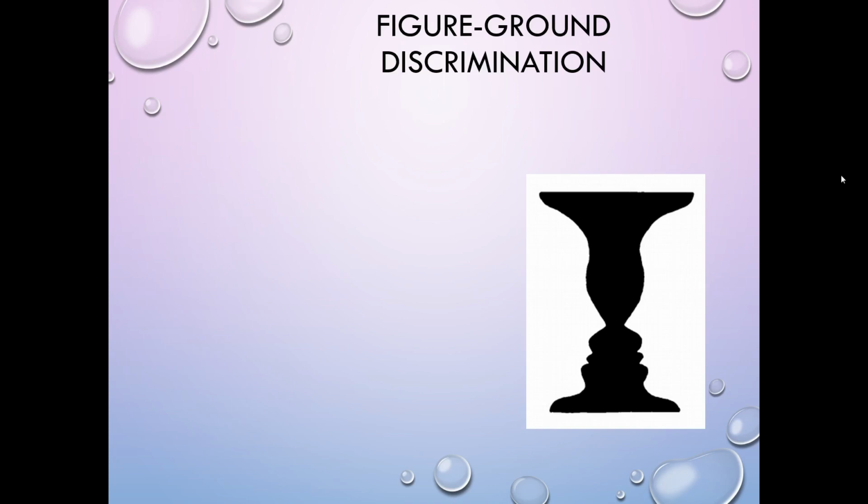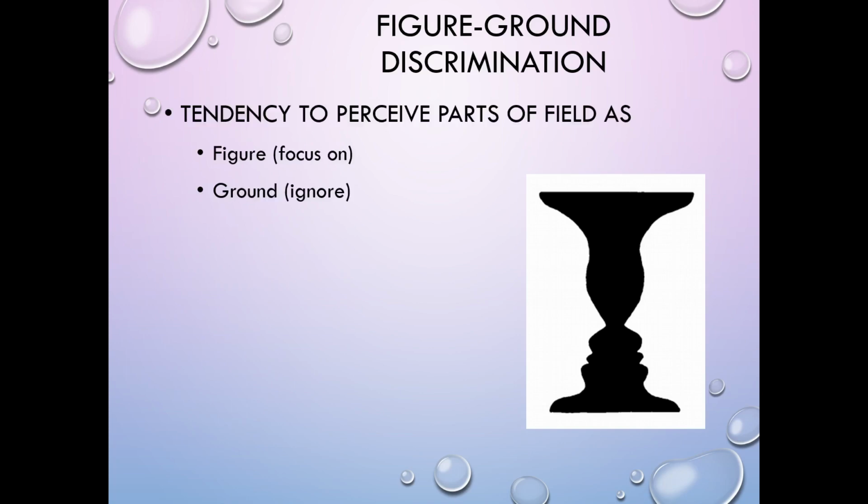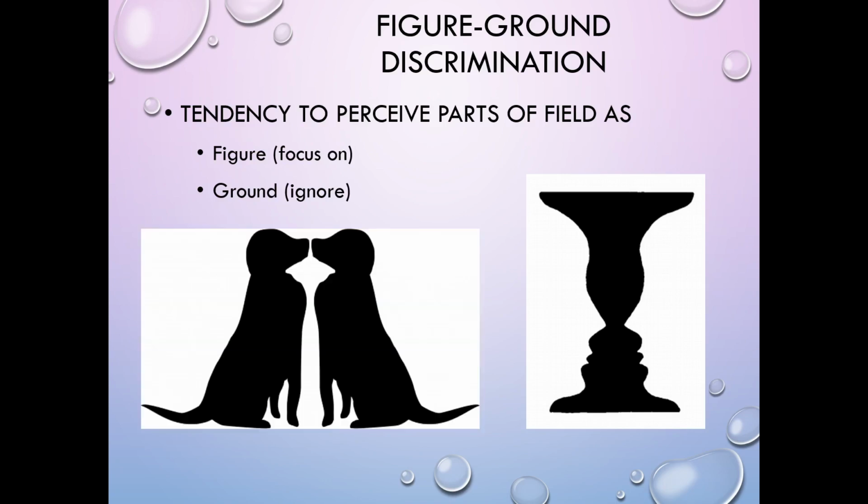So when we talk about it like that, we realize that your brain is trying to figure out what is that part of the environment that I should be focusing on and what is the background that I can just ignore. So when we talk about figure ground discrimination, we're talking about the tendency to perceive parts of the field as the figure that we should be focusing on, and what parts are the ground, the part that we can just ignore.